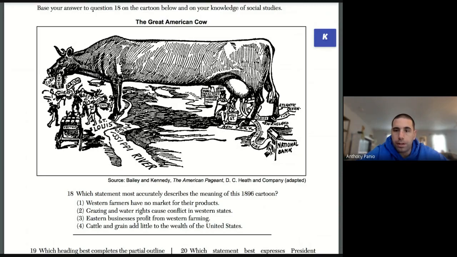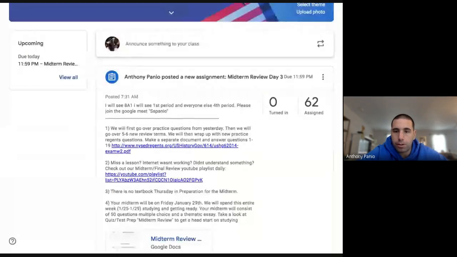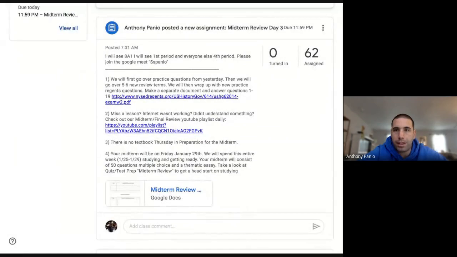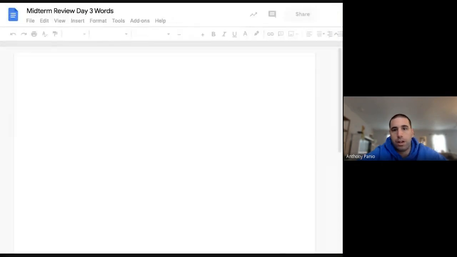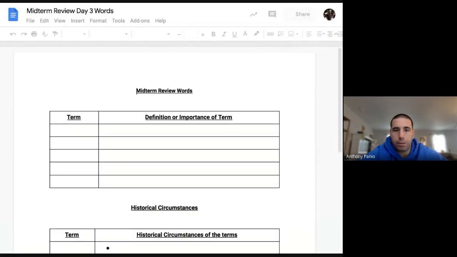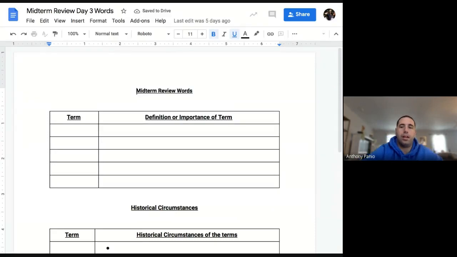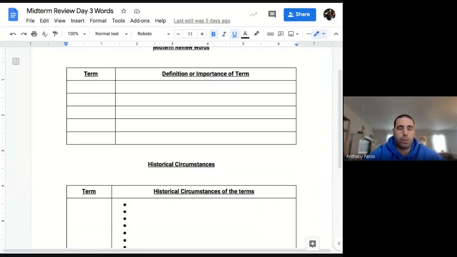So, very similar setup to yesterday. Yesterday you got this midterm review. I think by this point you should know how to do this. You are getting 5 terms. You're telling me the definition or importance. You're filling this out. Then you get a historical circumstances term. Tell me what was going on leading up to a particular time period. And we'll take a look at the questions now.